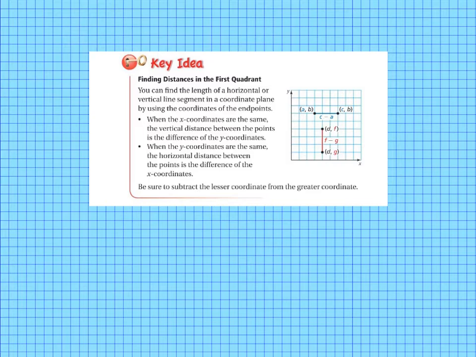And you always want to subtract the smaller number from the larger number. So in this example, they subtract C minus A. And we do that because we can't have a negative distance. So it says be sure to subtract the lesser coordinate from the greater coordinate because we don't want to have a negative distance. So be sure this all ends up in your notebook.